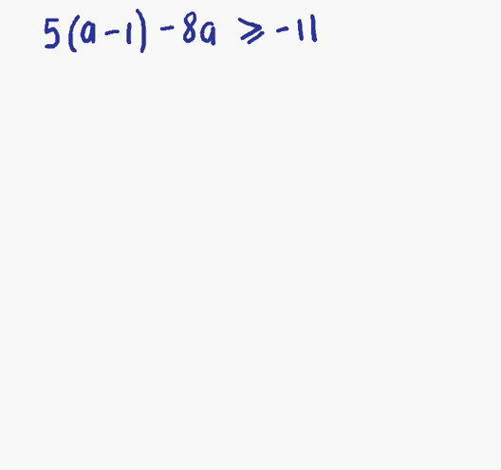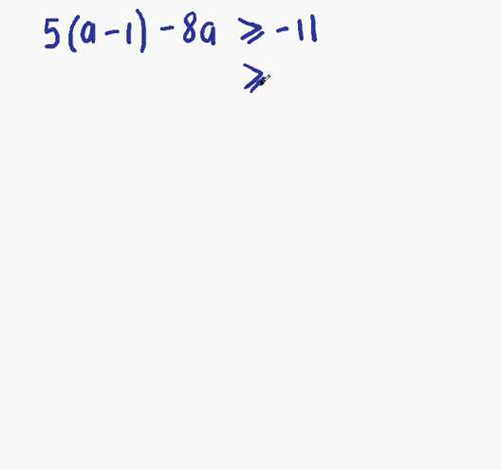This is example number 1. We have 5 brackets a minus 1 close brackets minus 8a is greater than or equal to minus 11. In order to solve for a, the first thing we have to do is remove our brackets.